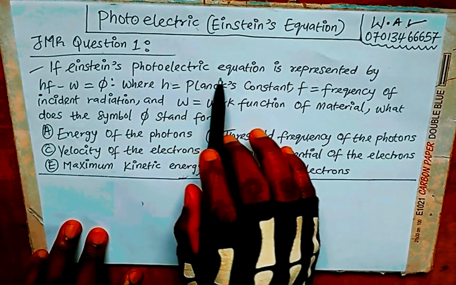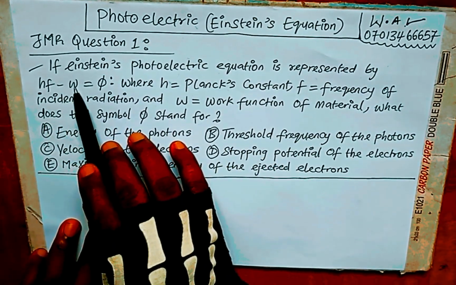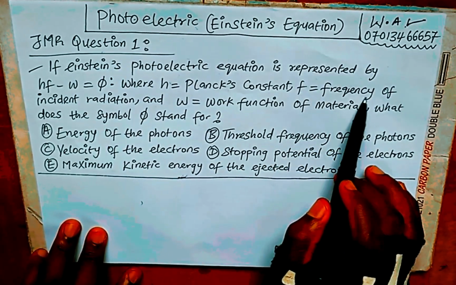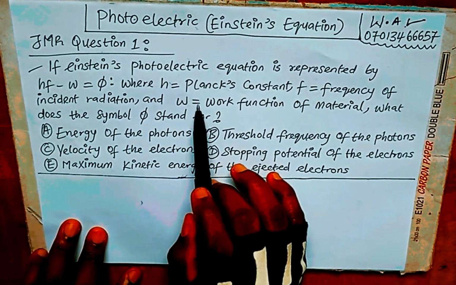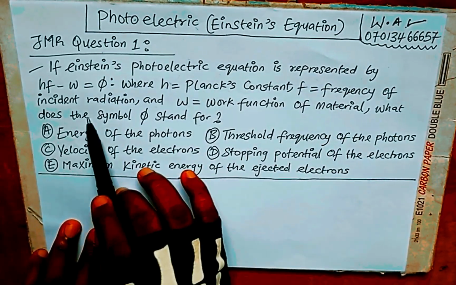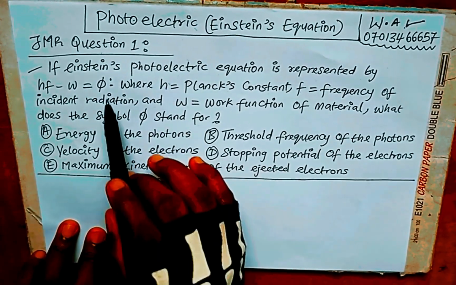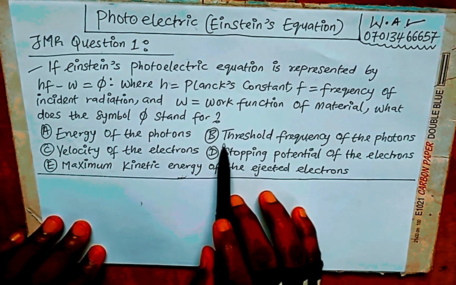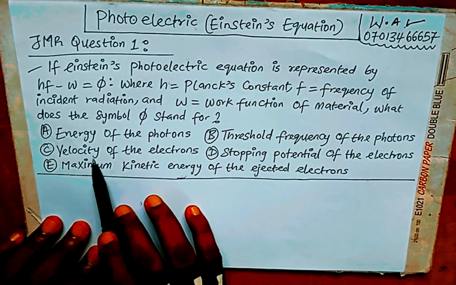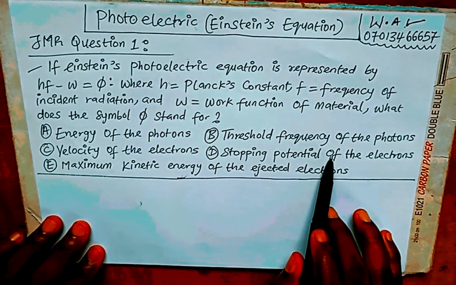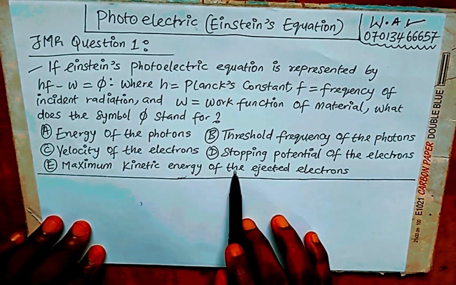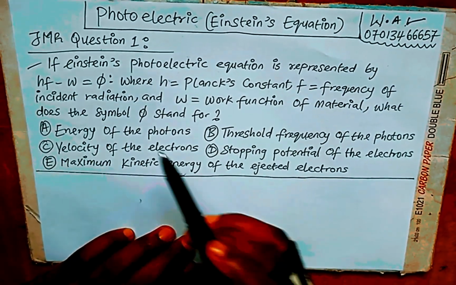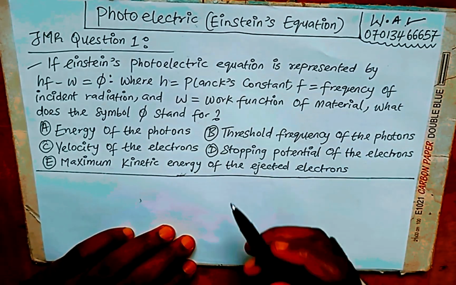If Einstein's photoelectric equation is represented by Hf minus W equal to this thing, where h is Planck's constant, f is the frequency of incident radiation, and W is the work function of the material, what does this symbol stand for? The options: A, energy of the photons; B, threshold frequency of the photons; C, velocity of the electrons; D, stopping potential of the photons; E, maximum kinetic energy of the ejected photons. These are old JAMB questions, probably from the 1990s.